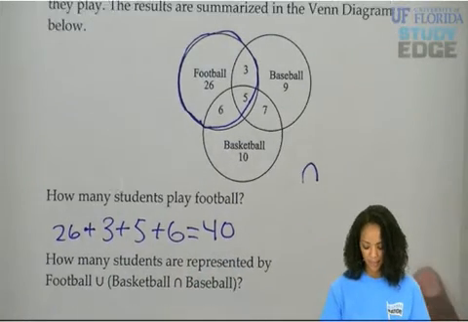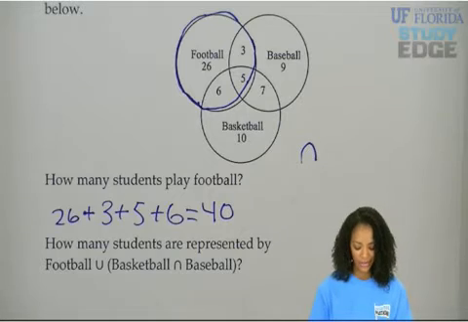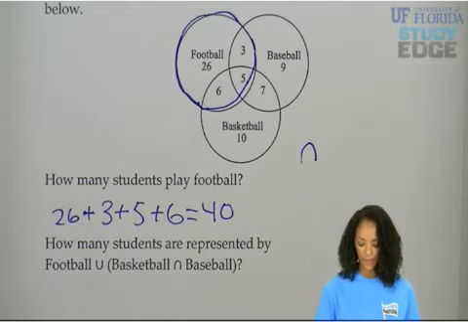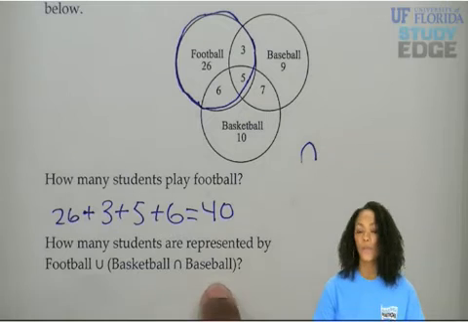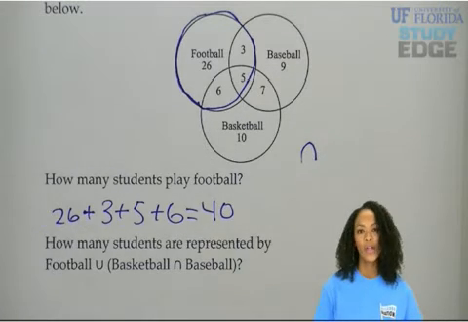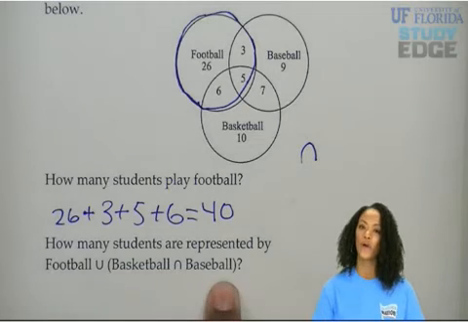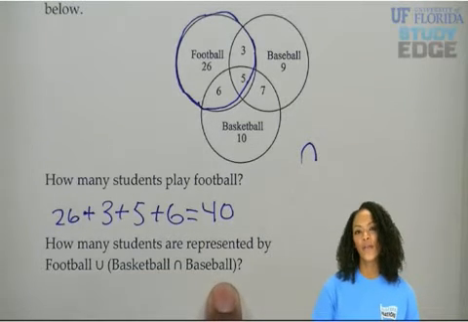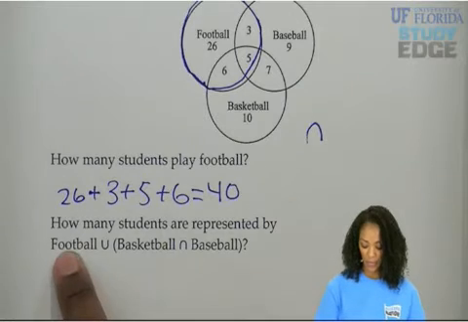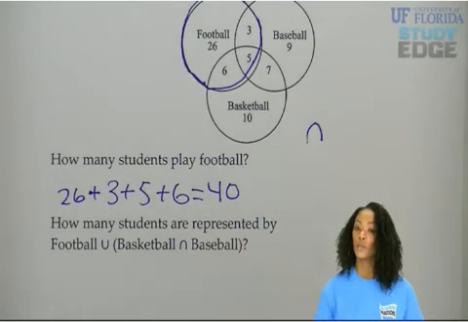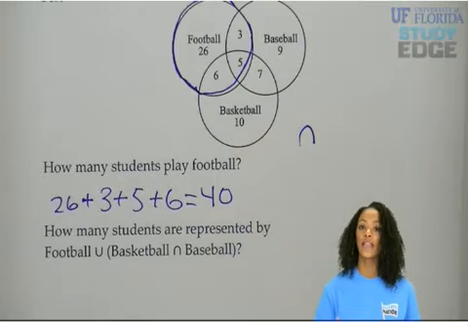That's not so bad. The next question is a little bit more difficult, but it's not that bad either. They want to find the union between football and the intersection between basketball and baseball. Remember, union means to add. We want to add all the people that play football plus all the people that play basketball and baseball. Remember when you're adding that you don't want duplicates, so we don't want to count the people that play football, basketball, and baseball twice.